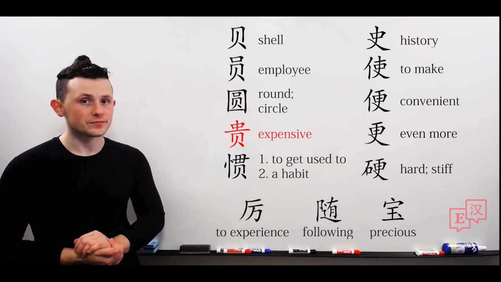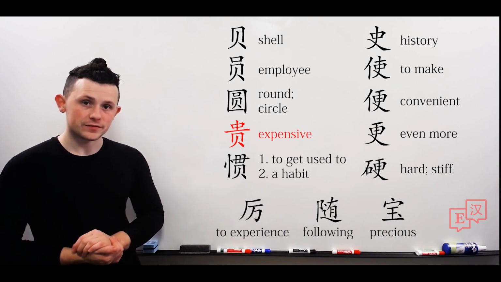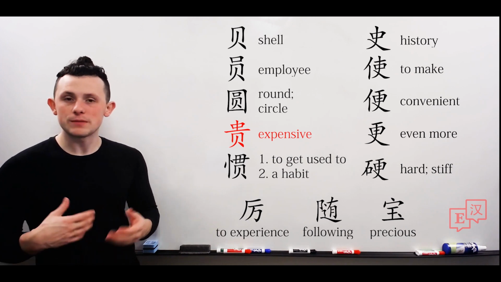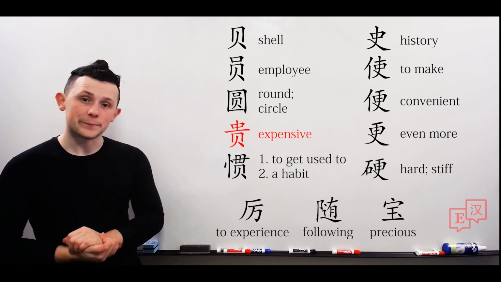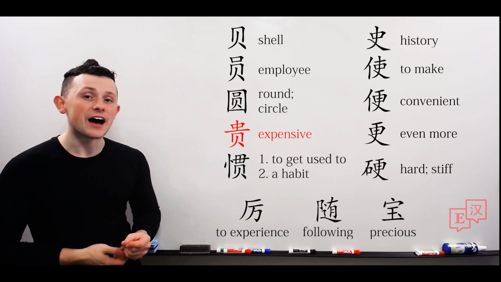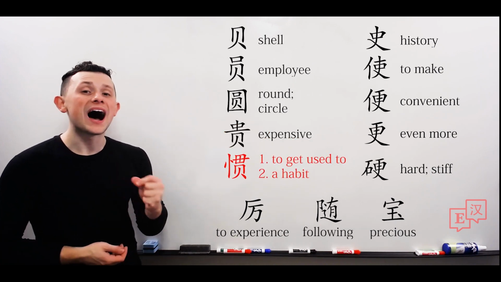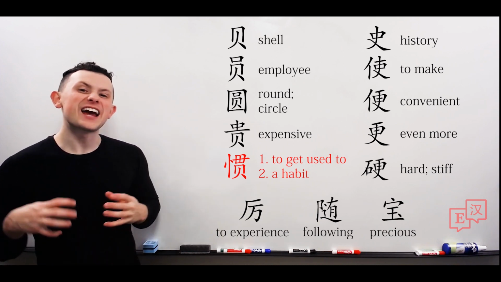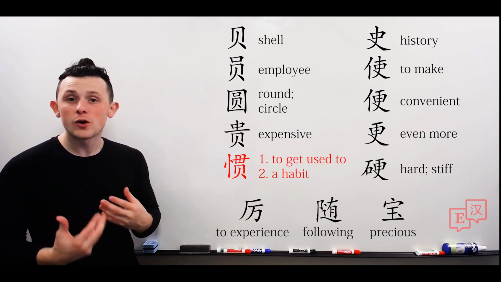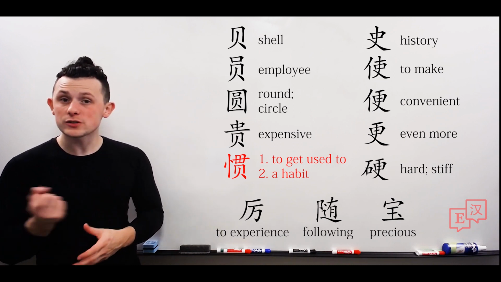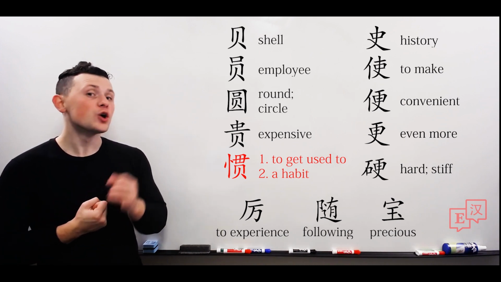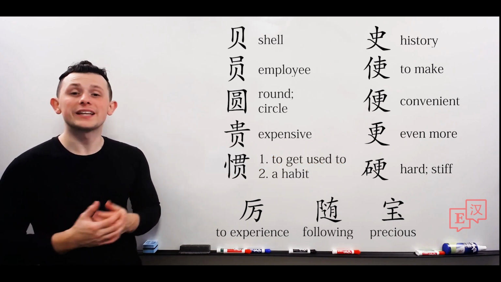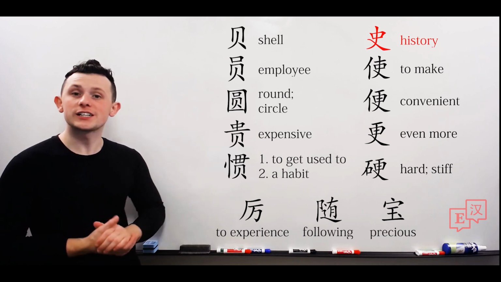贵. This character means expensive, as in the cost of something being high. And lastly, we have 惯, guan. So we have the heart radical there to the left. This character means to become accustomed with or one's habits. So habits or to become accustomed. Now our next four characters all are related to 史, meaning history.